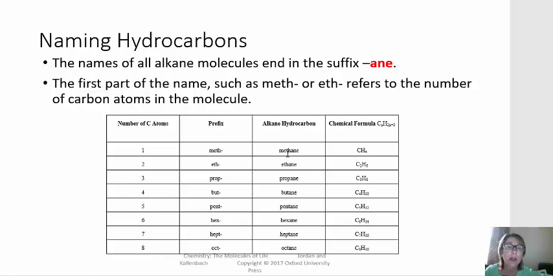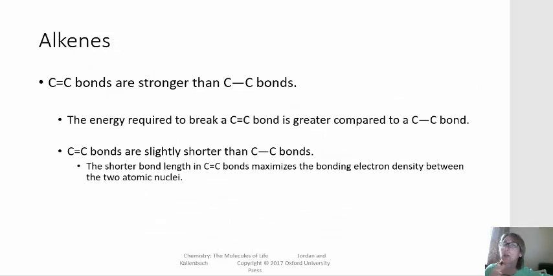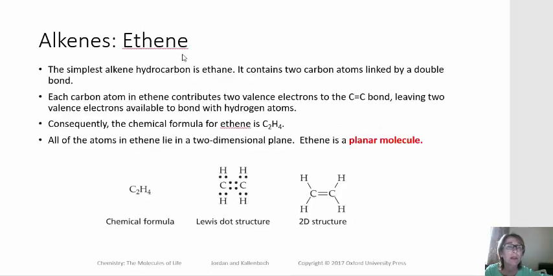And unlike alkanes, where the simplest alkane is methane with one carbon, the simplest alkene has two carbons because it's defined by that double bond between two carbons. So ethene is the simplest alkene.